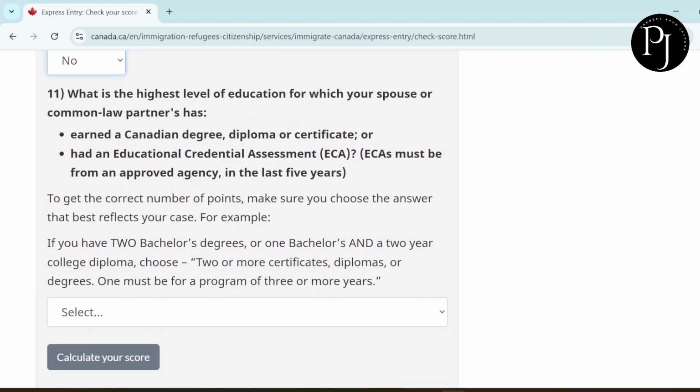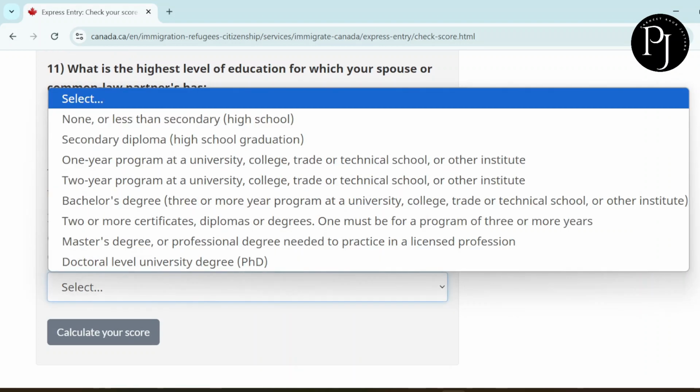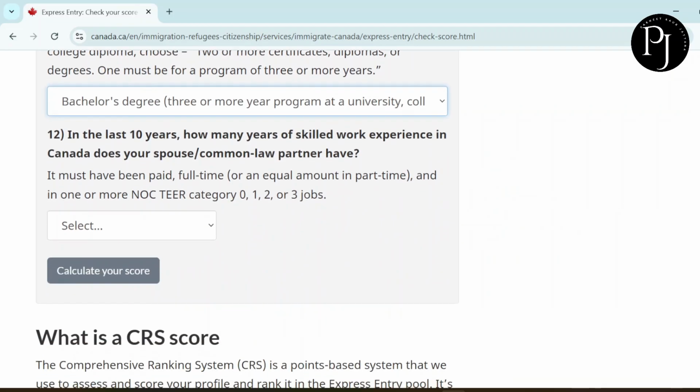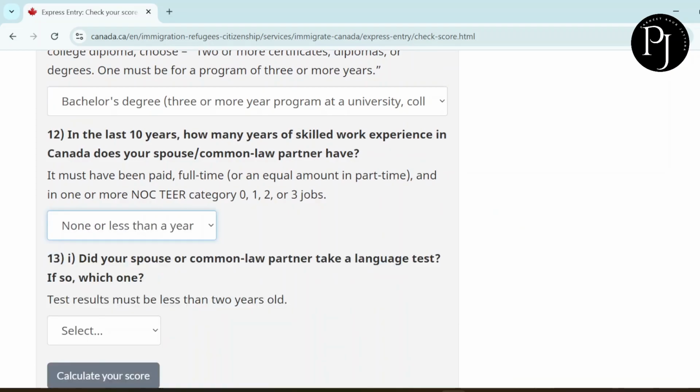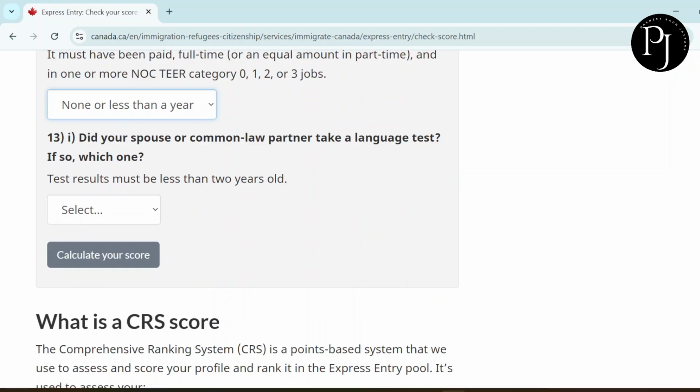What is the highest level of education for which your spouse has earned a Canadian degree or diploma or has an ECA result? So, pick the best one. My spouse has a bachelor's degree. I will select bachelor's. How many years of skilled work experience in Canada does your spouse have? No, he does not have any skilled work experience.